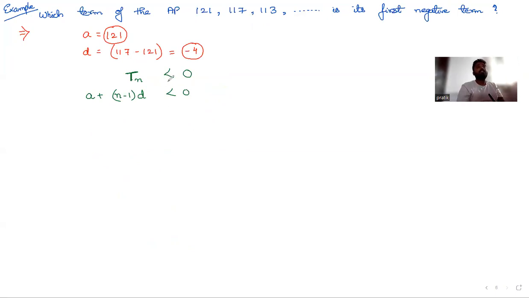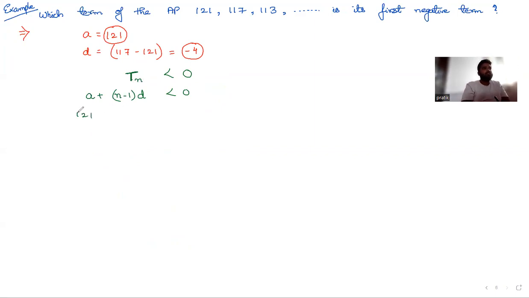Why did I write it as less than 0? Because they're asking for a negative term. Now, sir, you can write the negative term as minus 1. How do I know that minus 1 is basically a term of this AP? I don't know. So I can't equate that to minus 1. It could be minus 3, minus 5 also as the first negative term. Let's check it out. So A is 121.